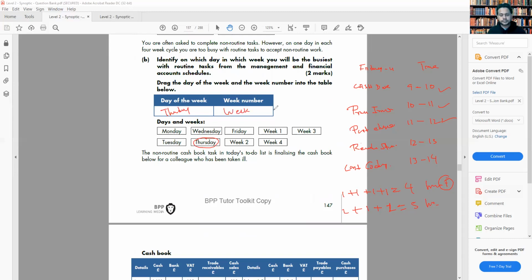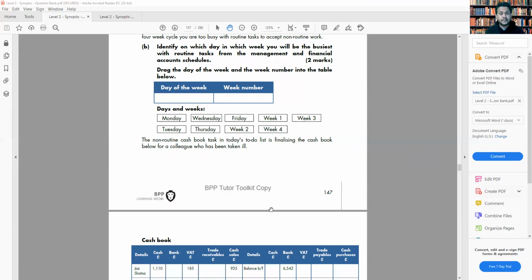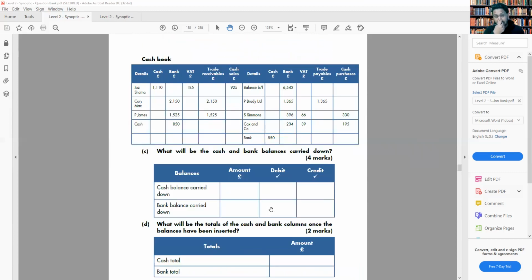It's not a difficult question, but a little bit tricky. We have to spend some time so that we can identify the right one. All right, let's move to the next one. The next one we have is for the cash book. Now let's have a look.